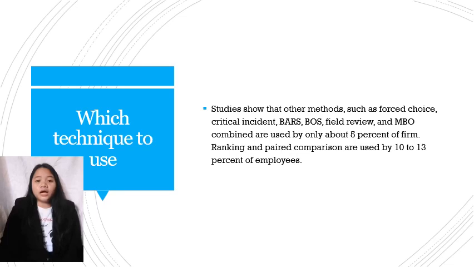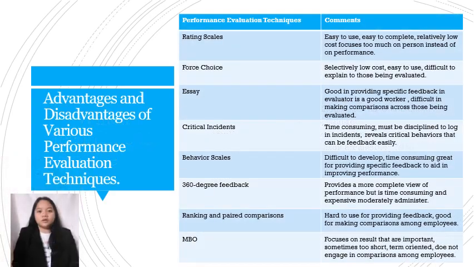Which technique to use? Studies show that other methods such as first choice, critical incidents, BARS, BOS, field review, and MBO combined are used by only about 5% of firms. Ranking and paired comparison are used by 10 to 13% of employers. Advantages and disadvantages of various performance evaluation techniques.